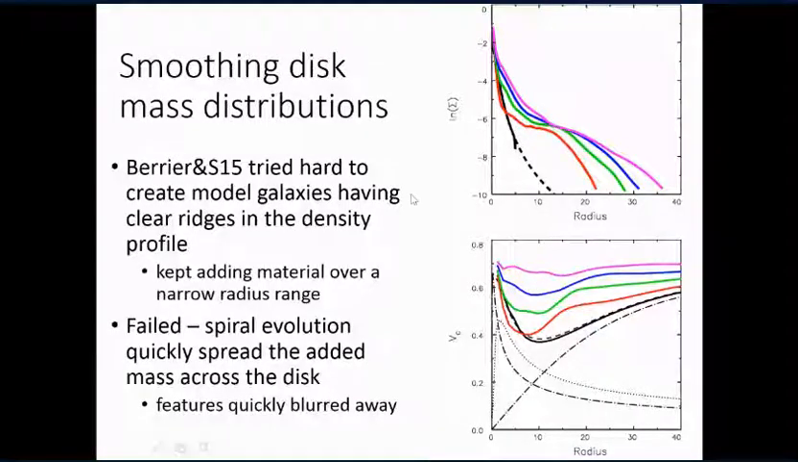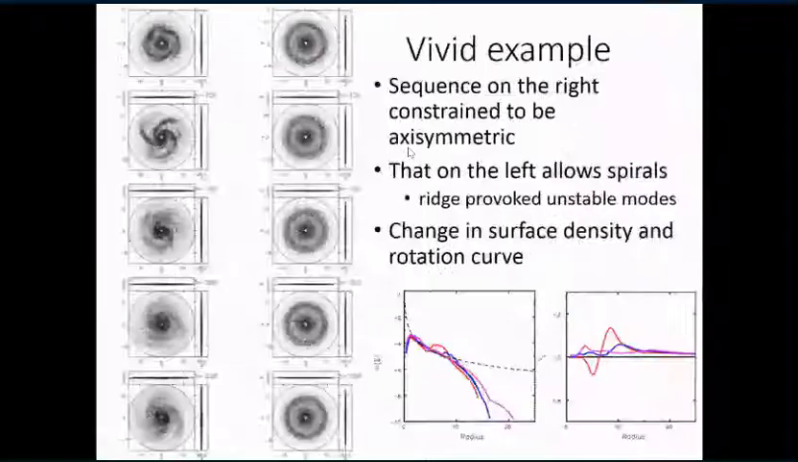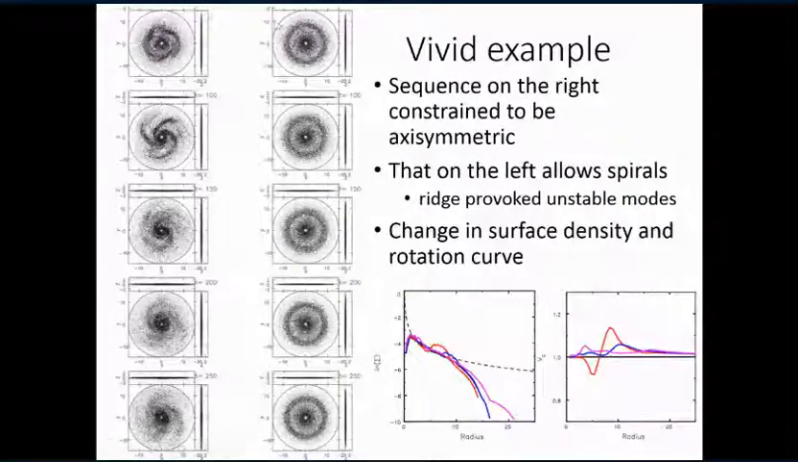And we found that even though we were constantly adding stars at the same radius, the mass distribution got spread out across the disk, so the surface density profile became smoother, and the rotation curve became flatter. And we observed that this was being driven by spiral evolution. A particularly vivid example in our paper is this one here. If you take a galaxy and you do not allow any non-axisymmetric forces to disturb the motion of the stars or particles in the disk, then as you add particles in the ring, they stay in the ring. There's nothing that can change their angular momentum. They stay there and the ring remains fixed.